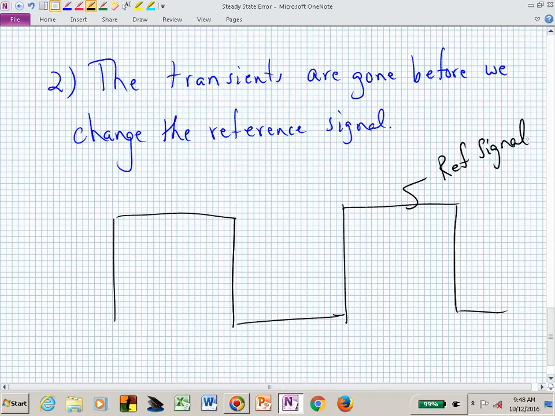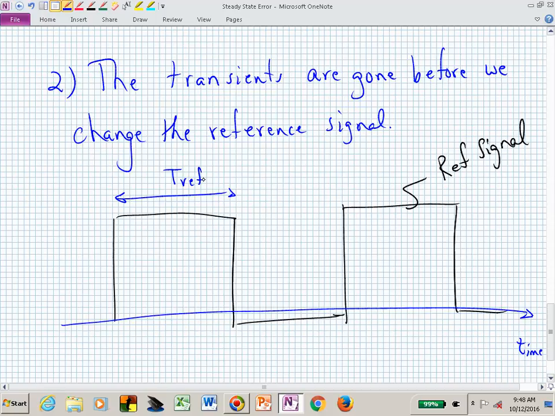What's that second assumption saying? Can I be any more vague? Here's the time axis. The transients are gone before we change the reference signal. Here's how long we are sitting in this pattern. So let's call that Tref. And so this might be, let's assume that it's a square wave or symmetric, and these are all the same.